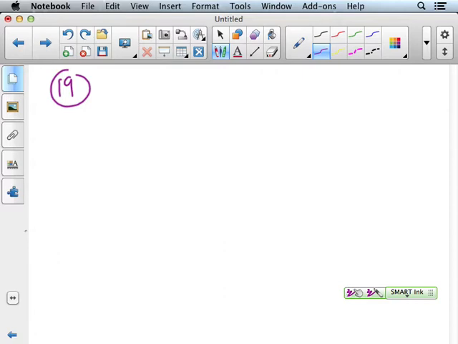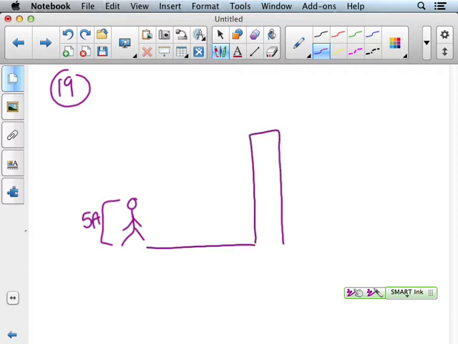All right, number 19. Tammy Jo, whose eyes are 5 feet off the ground, so here's Tammy Jo. She's 5 feet off the ground. Is standing 50 feet away from the base of a building. So here's my building. She's standing 50 feet away, so this is 50 feet. She looks up at a 73 degree angle of elevation. So that means this is 73 degrees. To a point on the edge of the building's roof. To the nearest foot, how tall is the building?